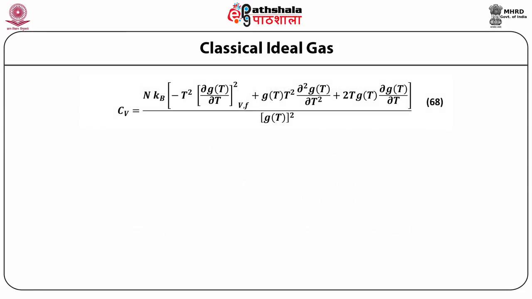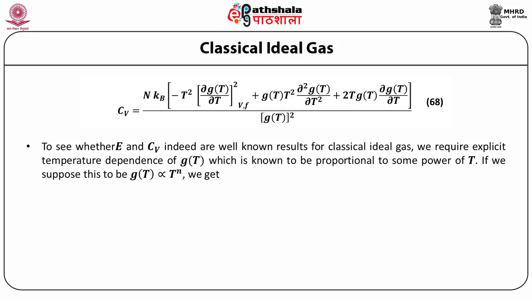CV is equal to N kB multiplied by minus T square partial derivative of G with respect to T whole square at constant V and constant fugacity plus G(T) T square multiplied by second order derivative of G(T) with respect to T plus 2 times T G(T) multiplied by partial derivative of G(T) with respect to T, whole divided by G(T) square. To see whether E and CV indeed are well-known results for classical ideal gas, we require explicit temperature dependence of G(T), which is known to be proportional to some power of T.